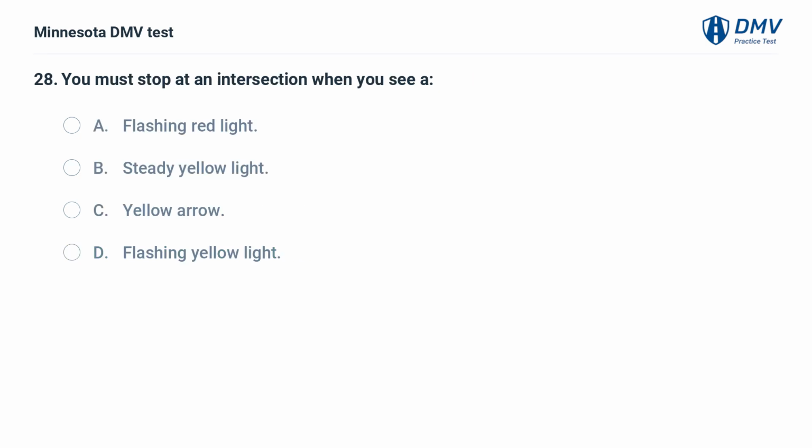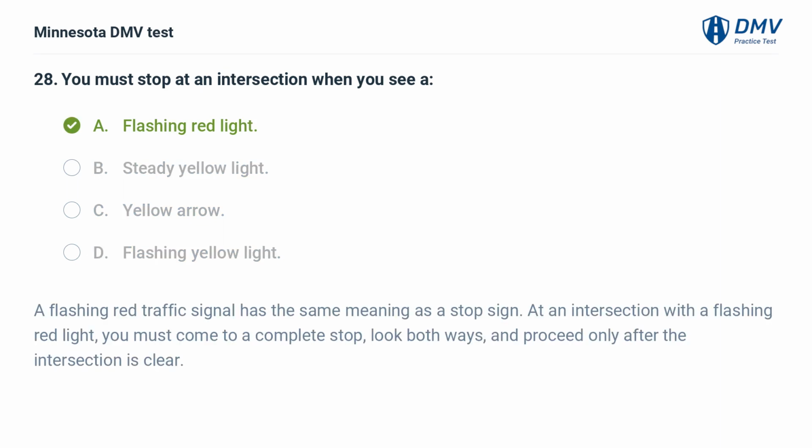You must stop at an intersection when you see A. Flashing red light. B. Steady yellow light. C. Yellow arrow. D. Flashing yellow light. A. Flashing red light. A flashing red traffic signal has the same meaning as a stop sign. At an intersection with a flashing red light, you must come to a complete stop, look both ways, and proceed only after the intersection is clear.